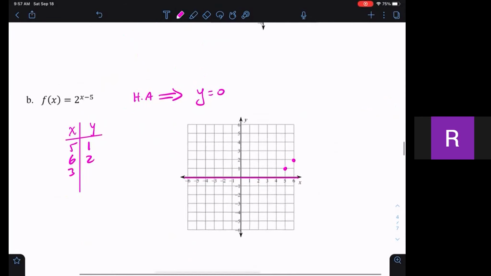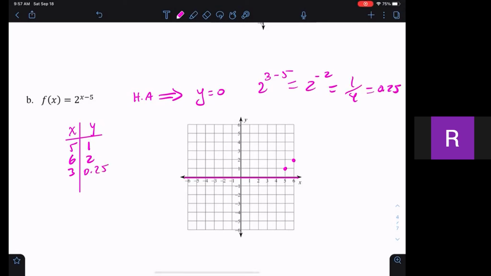If you choose 3, it's going to be 2 to the 3 minus 5, so it's going to be 2 to the negative 2. It's going to be 1/4. 1/4 is 0.25, right? So (3, 0.25). You get the point. So you know how the graph looks anyway. Something like that.